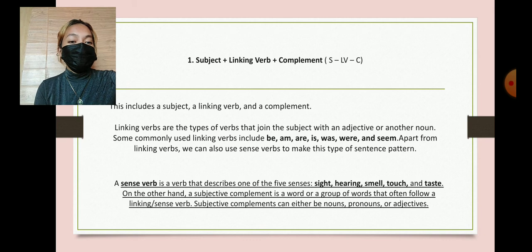Apart from linking verbs, we can also use sense verbs to make this type of sentence pattern. A sense verb is a verb that describes one of the five senses: sight, hearing, smell, touch, and taste. On the other hand, a subjective complement is a word or group of words that often follows a linking or sense verb. Subjective complements can be nouns, pronouns, or adjectives.